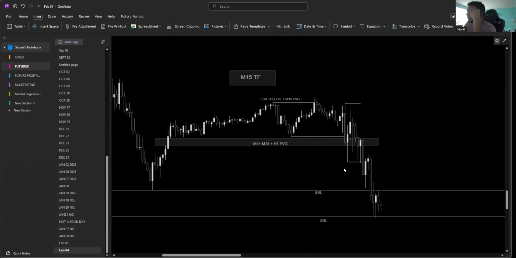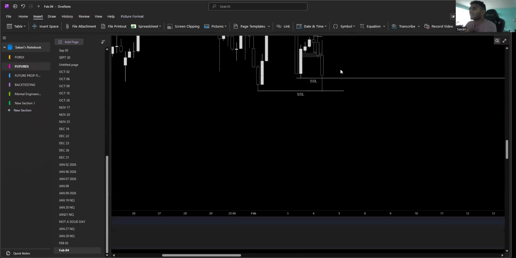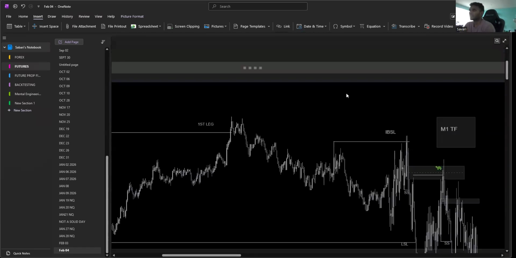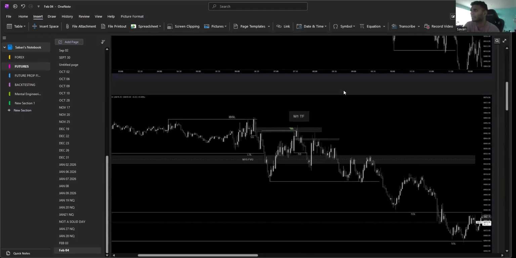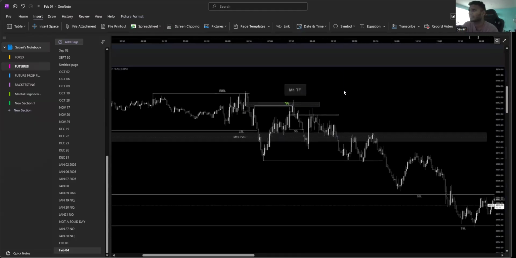Change the state, good deep pullback, drops down, again pullback, drops down, boom, drops down. So in 1 hour, 1 minute, yeah, this is a 1 minute candle, right? Yes, this is a 1 minute candle.